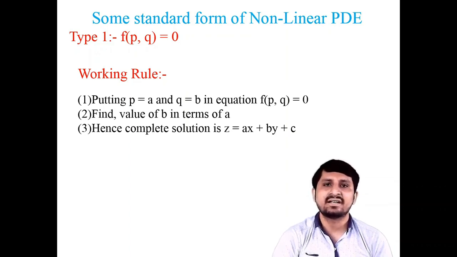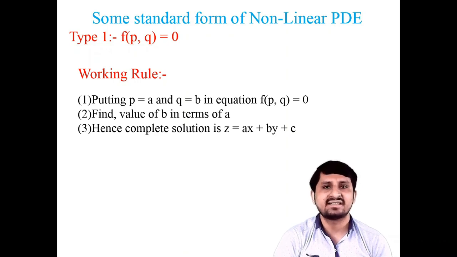So here we have a total of 5 variables, but in this type 1 we have only 2 variables, p and q, where p is equal to del z by del x and q is equal to del z by del y. So let's see how we can solve non-linear partial differential equation type 1. Here you can see there are working rules which you have to follow. The first rule is you have to take p is equal to a and q is equal to b in the given equation f of p, q equal to 0.